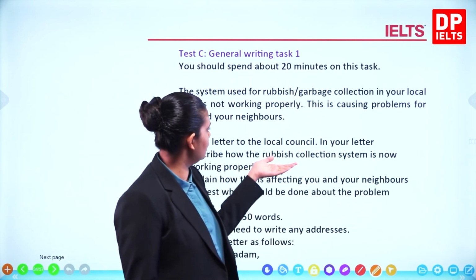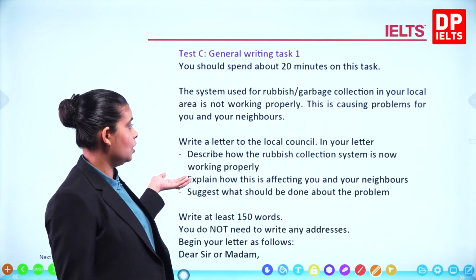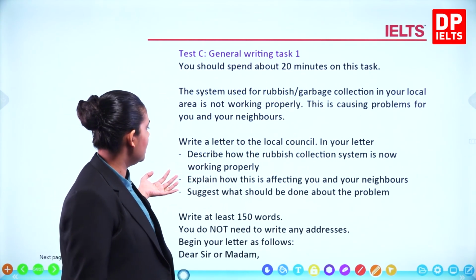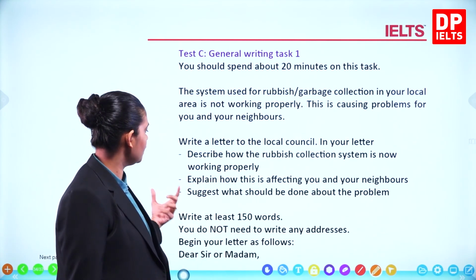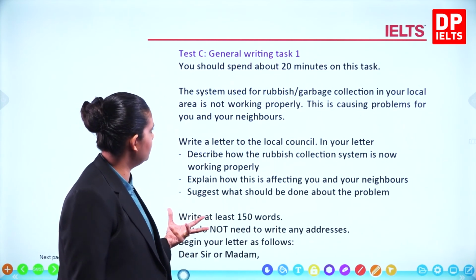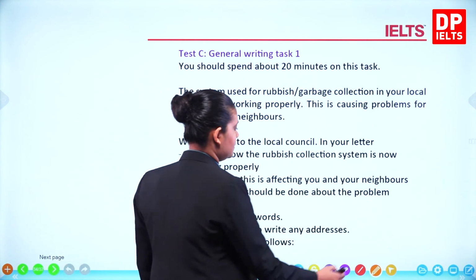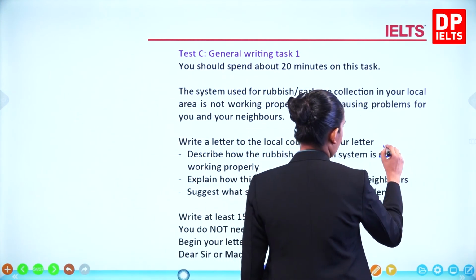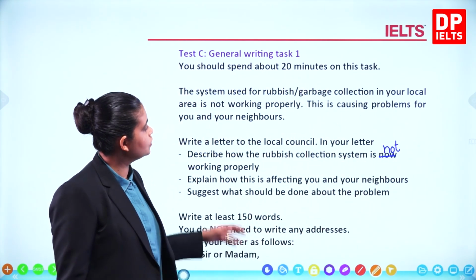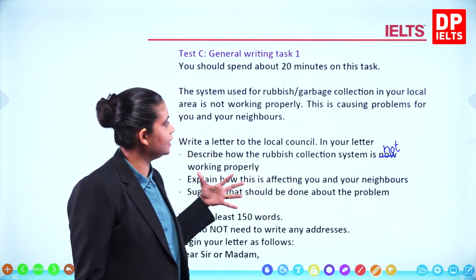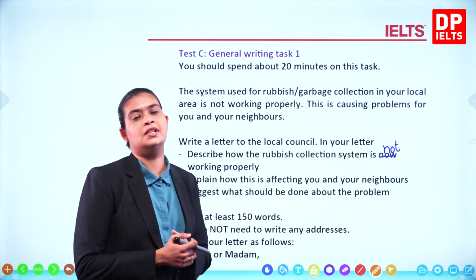Write a letter to the local council. In your letter, describe how the rubbish collection system is not working properly, and explain how this is affecting you and your neighbors, and suggest what should be done about the problem. It's not working properly, so you need to tell us about that. They're collecting the rubbish and it's not really functioning, so you need to tell the council about it.